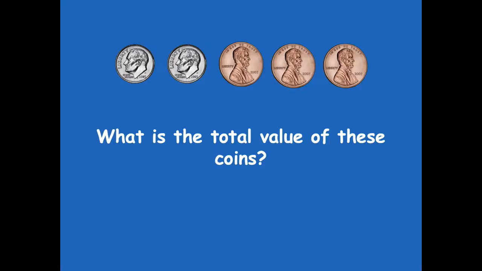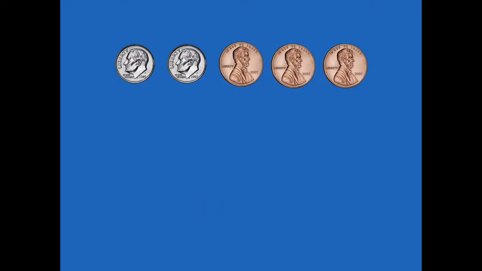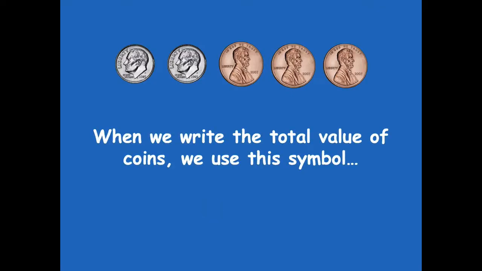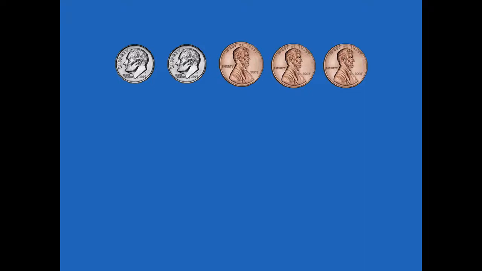All right, friends, pause if you need more time. All right, so here we have 23 cents, right? 2 dimes is 20 cents and 3 pennies is 3 cents. So when we write the total value of coins, we use this symbol, the cent sign, right? So it's like a C with a line through it. So here we have 23 cents.